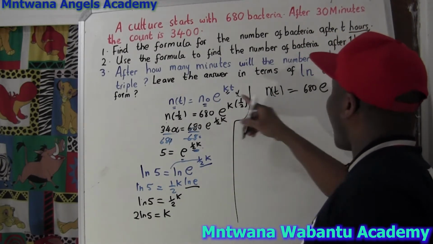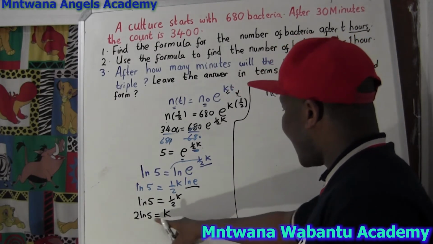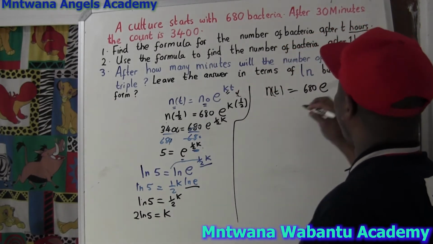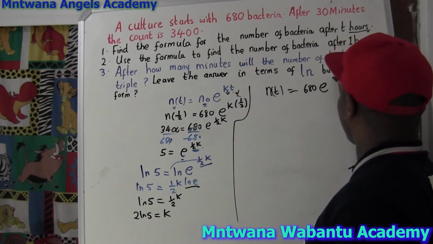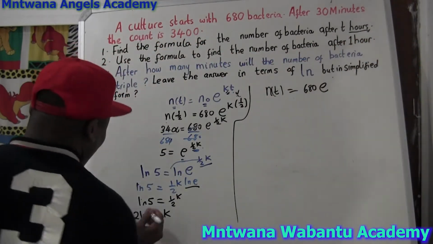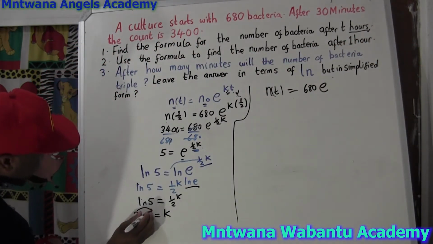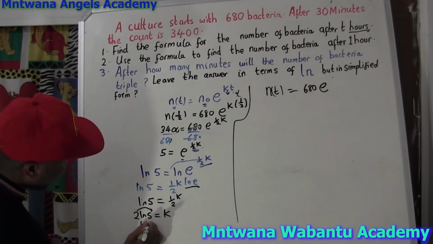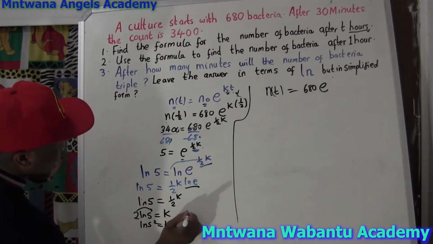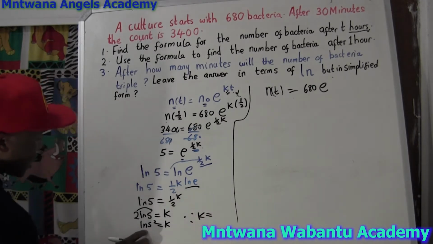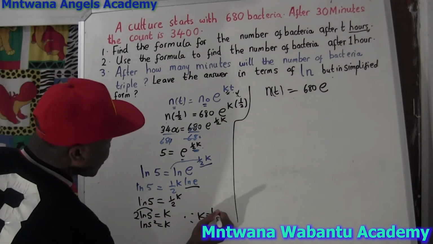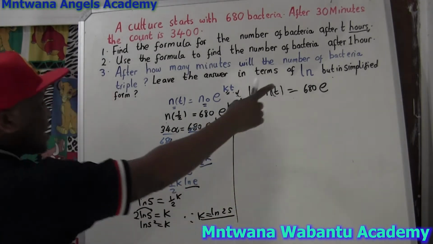And then have e, I know my k now. What is my k? My k is equal to that one, 2 ln of 5. So kt is going to be 2 ln of 5. Or if you don't want to write it like this, you can take this one here, so it's going to be ln of 5 squared equal to k. Or you can say k equals ln of, what is 5 squared? 25. So ln of 25.